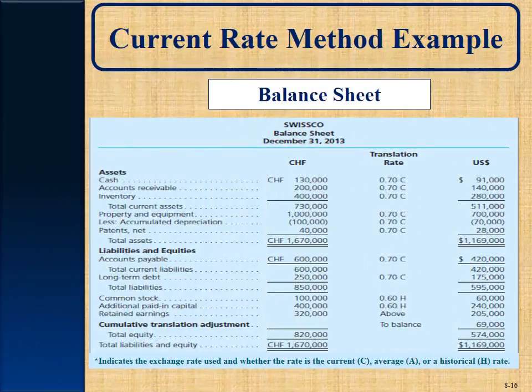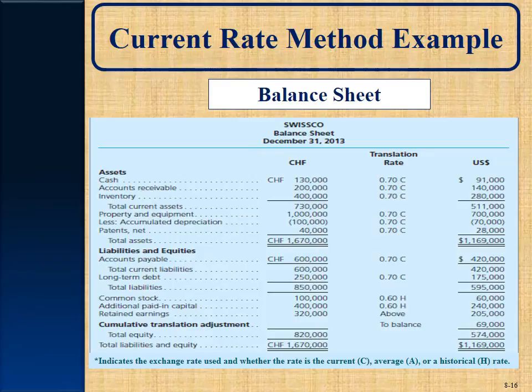Now we move to the balance sheet. Now under the balance sheet, the current rate is used, not the average rate. The current rate is used at the date of the balance sheet, which came out to be 70 cents per franc. So just multiply that 70 cents times the number of francs in each category. You'll see there your total assets come out to be $1,169,000. Then we convert the accounts payable and the long-term debt at the current rate, which come out to be $595,000.